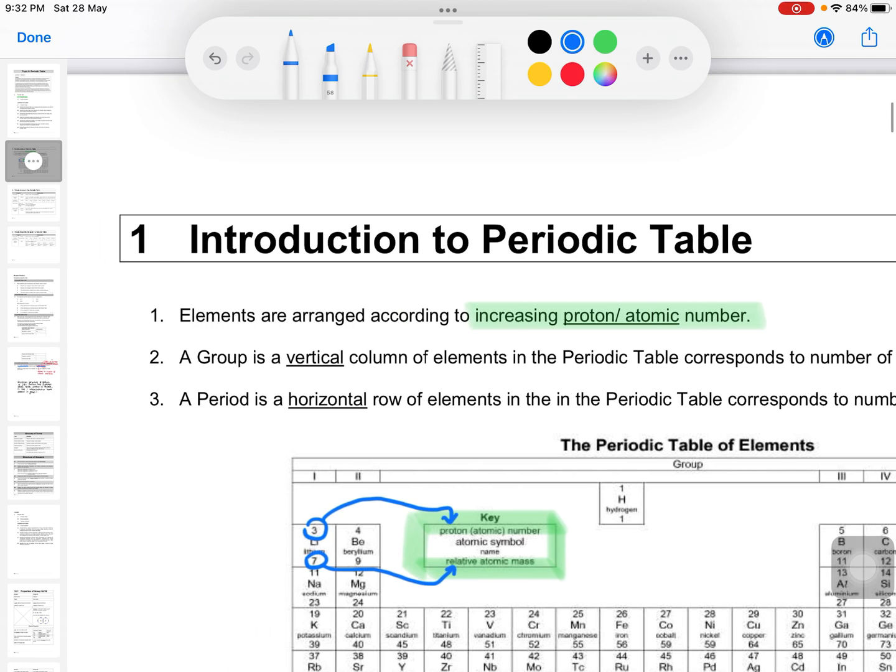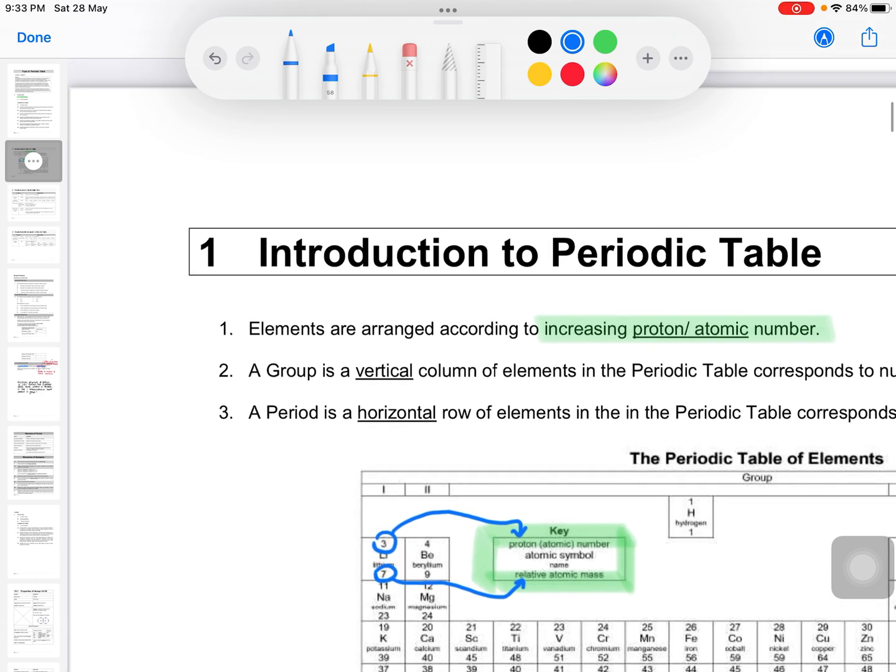However, in your assessment, we will represent it in nuclide notation. You have done nuclide notation in term 2, under atomic structure. So for example, if I were to write lithium, for any question in your assessment, it will be written as lithium 3 7. What I need you to take note of is that it is always the small number, the small number, that is the proton or atomic number.